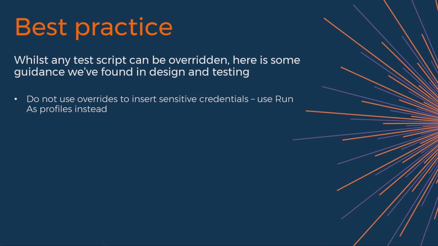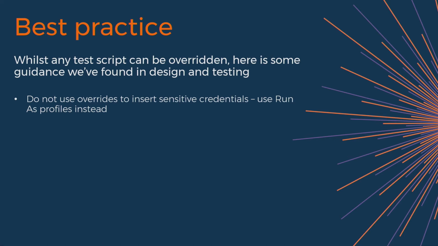If you use an override as a way of injecting credentials, everyone who is an advanced operator or higher and has that test object in scope will be able to see all of that data. So if you inject a password that way, you are exposing that password. Please don't do that. If you need to send passwords and credentials into one of our tests, use the run as profiles.